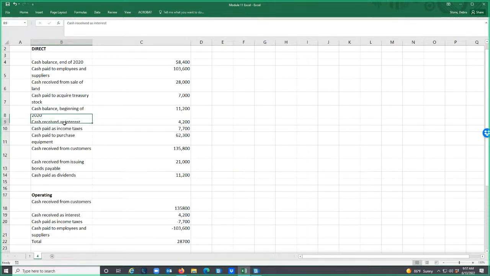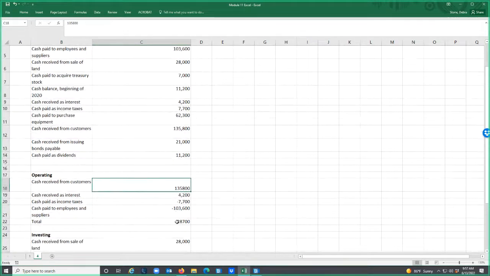The cash received as interest. We are going to put into the operating, we received cash as interest, and that was 4,200. Okay. And then cash paid as income taxes is going to be right here, and that's minus 7,700. I already looked at the cash paid to the suppliers and the employees. Here, cash received from customers right here, that is probably they're buying stuff from you, you receive cash from them. So that's 135.8. So the total of all of that is a positive 28,700.